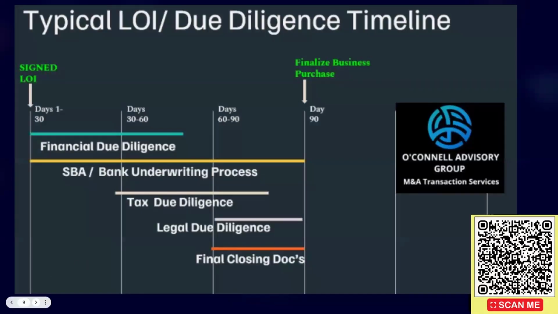This is a general timeline for 90 days. If you have a smaller deal, a smaller company, this may be 60 days as well. So you'd want to manage that accordingly. However, in terms of starting, you'd want to start financial due diligence and the SBA process in the beginning, then tax, then legal, along with the final closing documents.